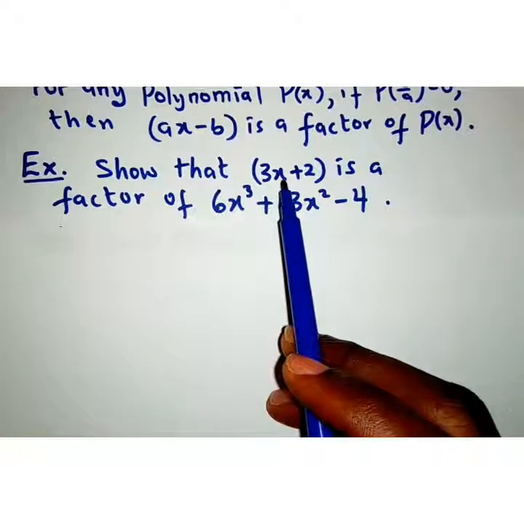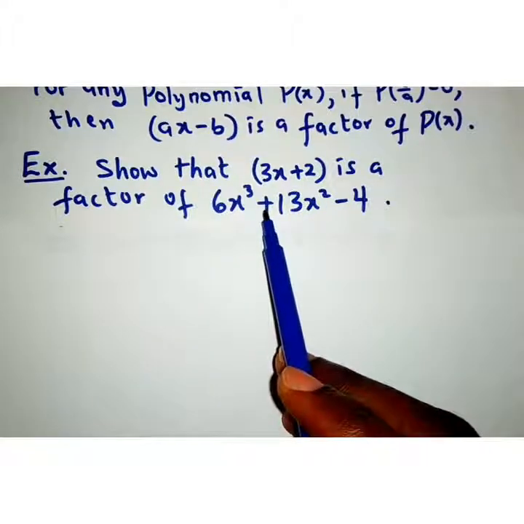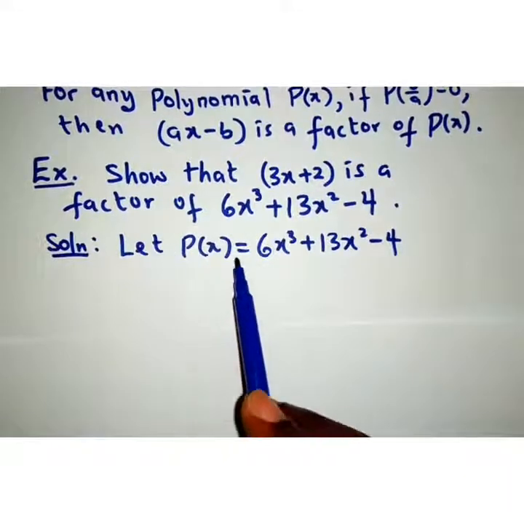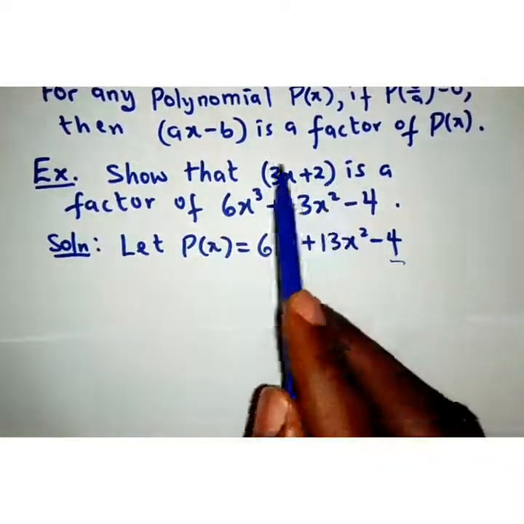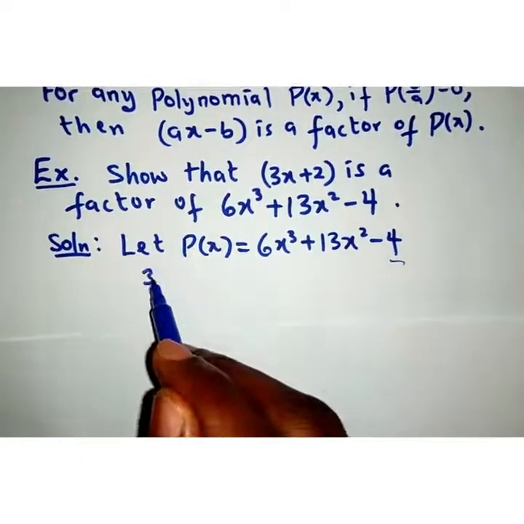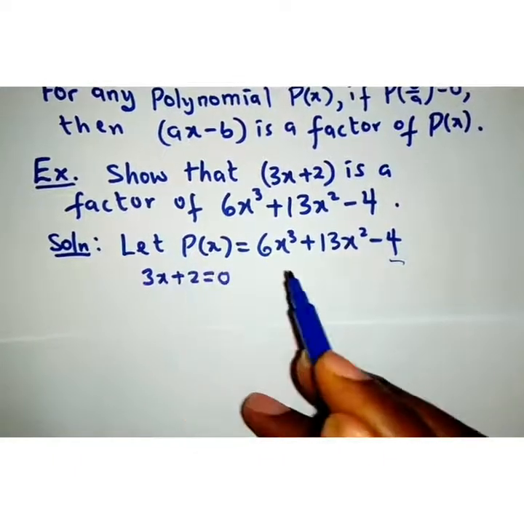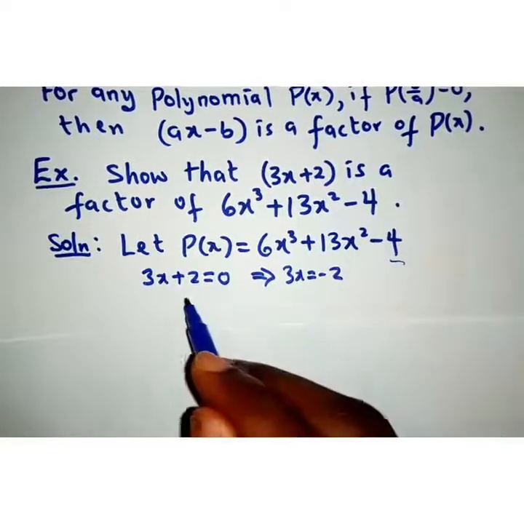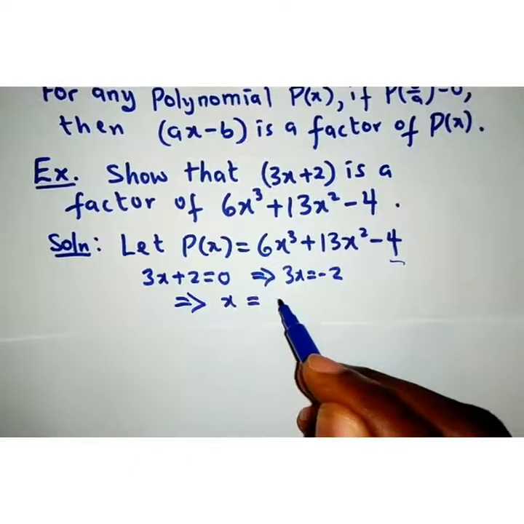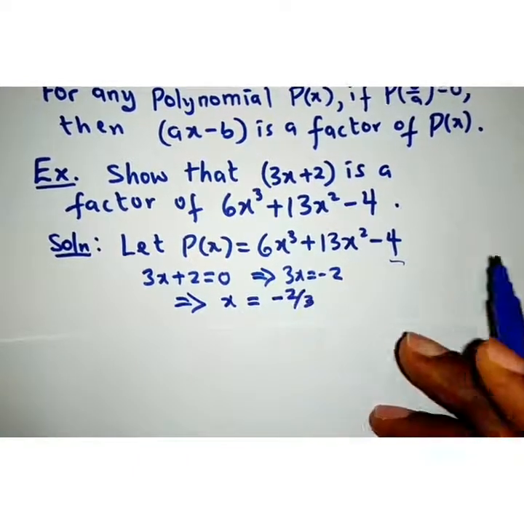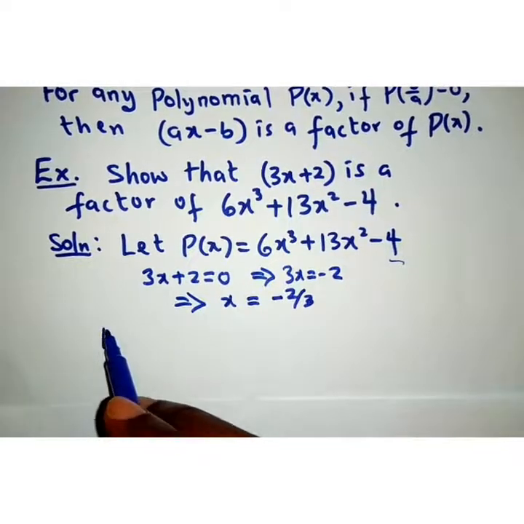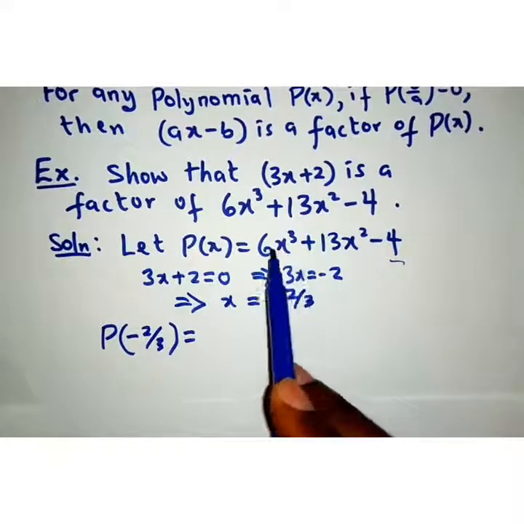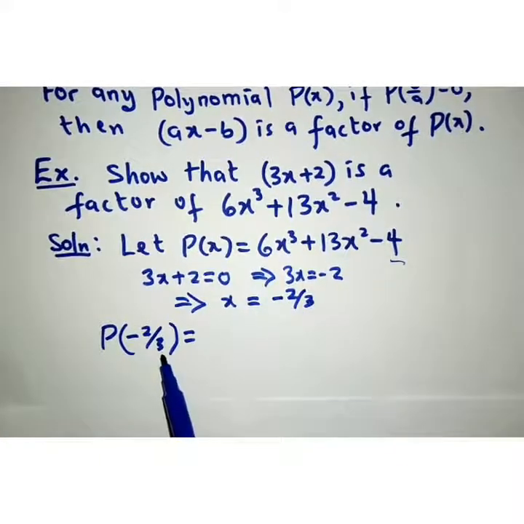Show that 3x plus 2 is a factor of 6x cubed plus 13x squared minus 4. So we let p of x be equal to this, and then we equate this to 0. So we have 3x plus 2 equals 0. That implies that 3x equals minus 2, which implies that x equals minus 2 over 3. And then we find p of minus 2 over 3. That is, wherever we find x in this polynomial, we substitute minus 2 over 3.